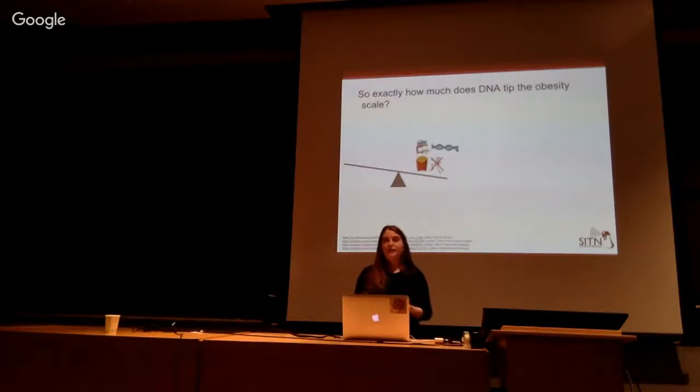Okay, so going back to obesity, how much does DNA actually tip the obesity scale? By that, I mean, does it kind of look like what we see on the left or on the right? Is DNA contributing a tiny amount of risk for obesity, or is it contributing a huge amount of risk for obesity? And the answer is actually that it depends.